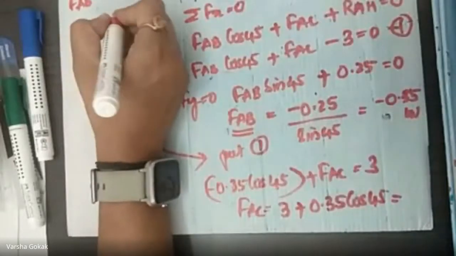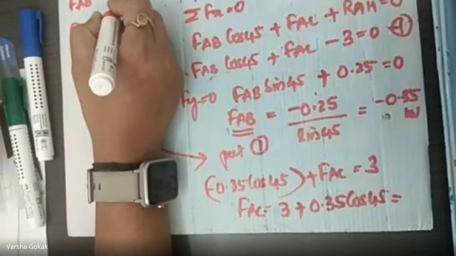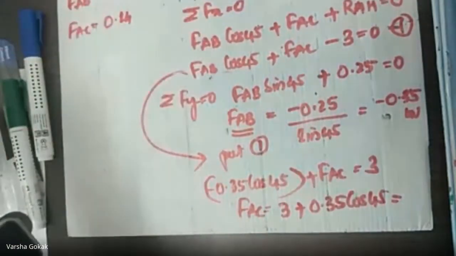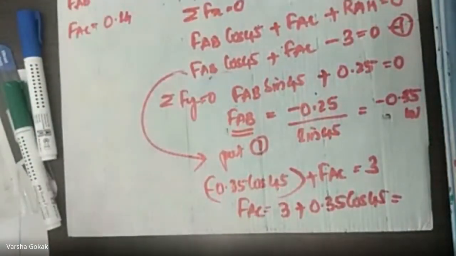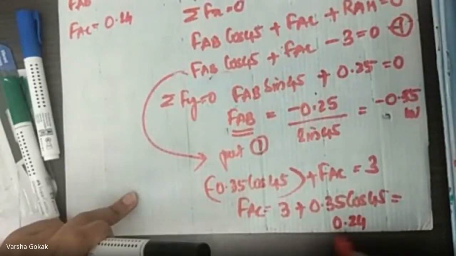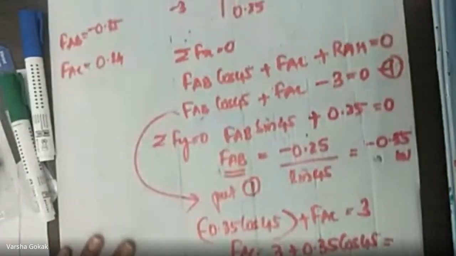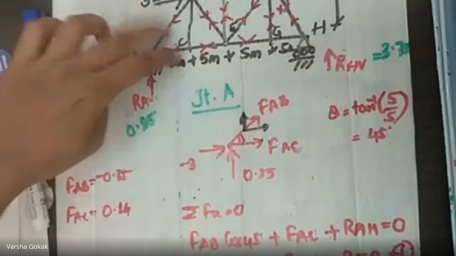Point 4. 0.24. Correct? FAC is 0.24, right? So this is the value of FAC. Now once we are done with this, look at our joint A, both are done.